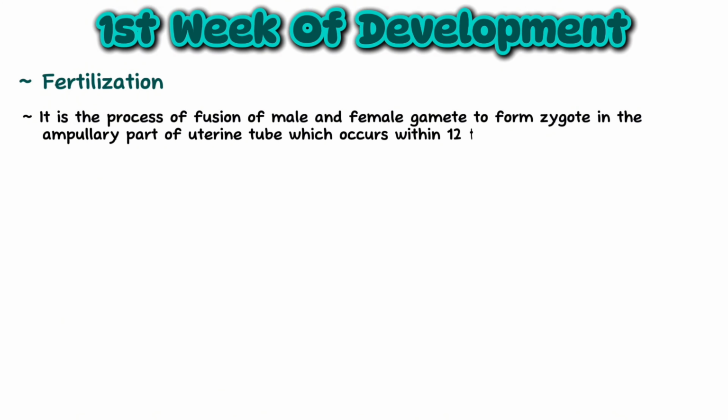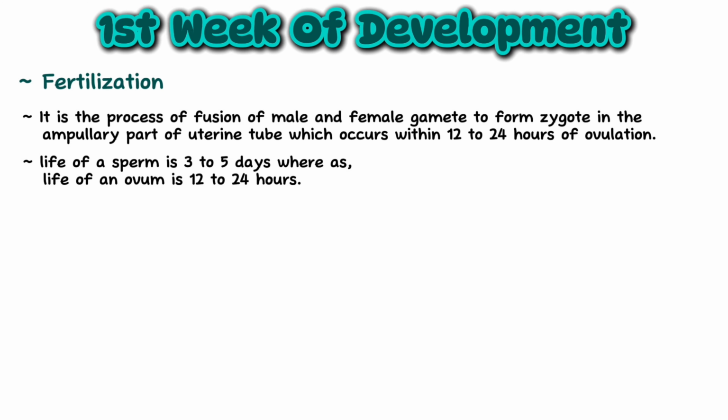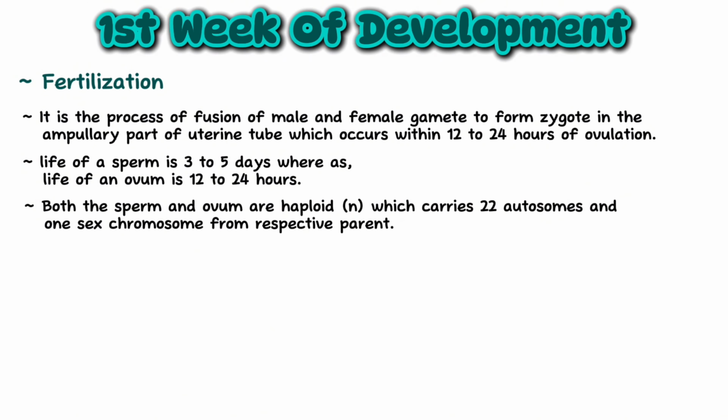Now let's come to the main thing, that is fertilization. In simple words, fertilization is the fusion of male and female gamete to form a zygote. Since the ampulla is the most dilated part of the uterine tube, fertilization takes place here. The lifespan of the sperm is 3 to 5 days, but the life of the ovum is 12 to 24 hours. It means fertilization needs to happen within 12 to 24 hours of ovulation.